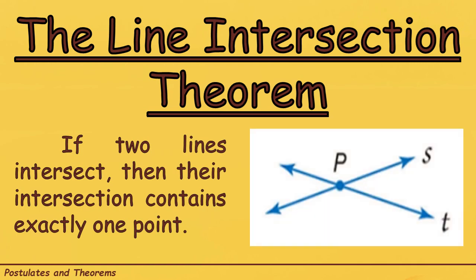We have line S and line T, and they intersect with one another, or they meet at exactly 1 point. At yung point na yon is point P. Meaning to say, the point of intersection of line S and line T is point P. They will just intersect in exactly 1 point.